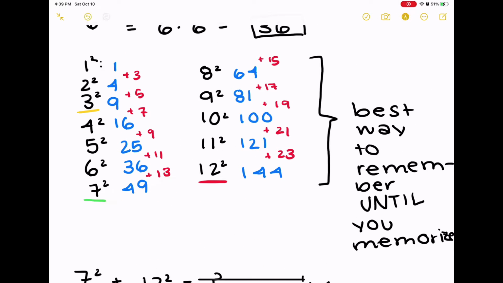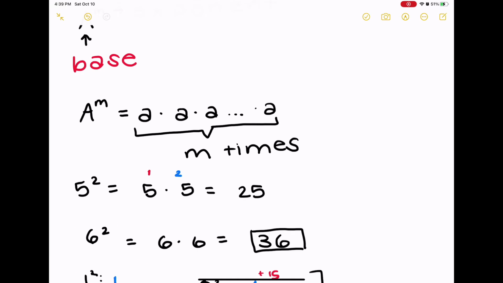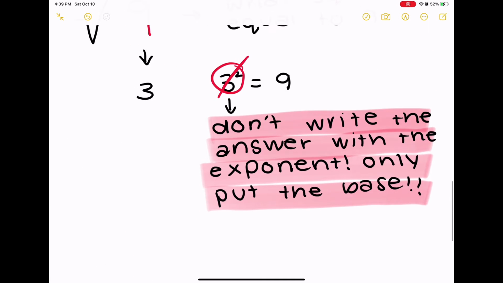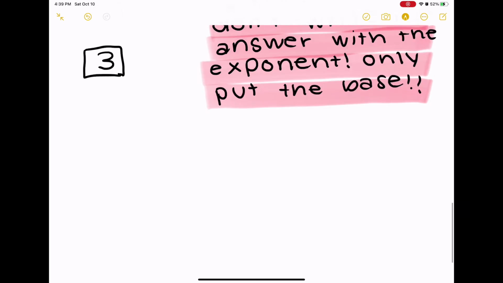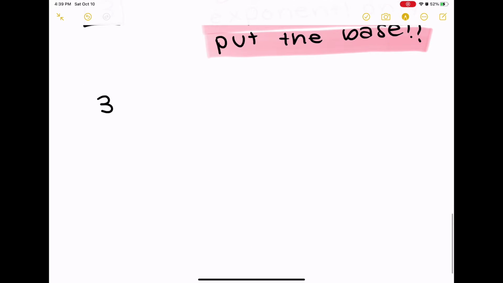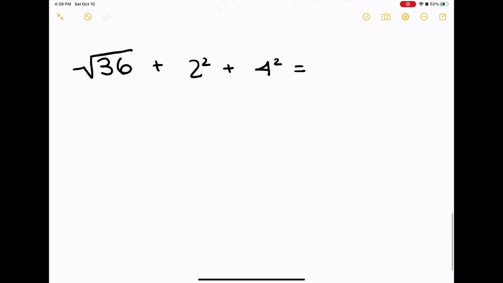Now, so we know 3 squared is 9. And if you need help, the base is the bigger number. So in this example, the answer would just be 3. Now, referring back, we're going to do a little practice problem for what we learned. So, the square root of 36 plus 2 squared plus 4 squared is equal to what?